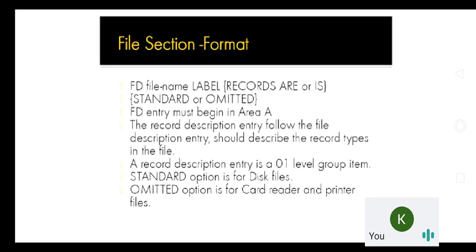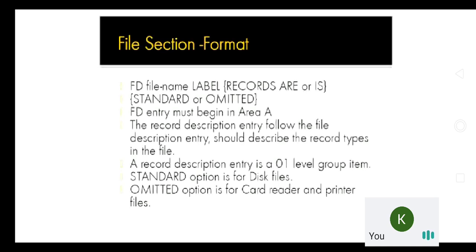The class name is standard. The next one, the omitted option, is specifically used to denote the card reader, whatever card reader or printer files you're going to use. We use the omitted option to denote that. Okay, so these are two more options that we have.